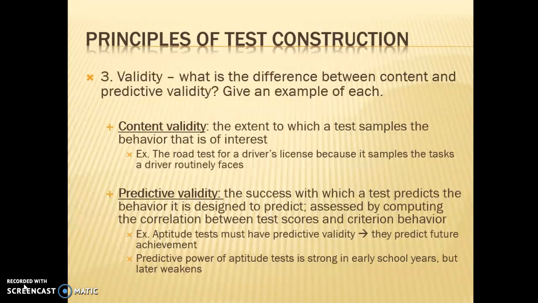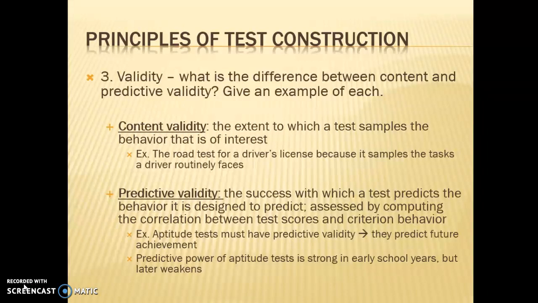The other type of validity is predictive validity. Predictive validity is the success with which a test predicts the behavior it is designed to predict. And that's assessed by computing the correlation between the test scores and the criterion behavior. So an aptitude test must have predictive validity.